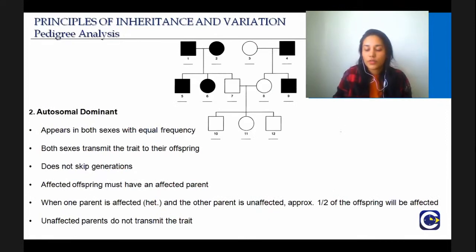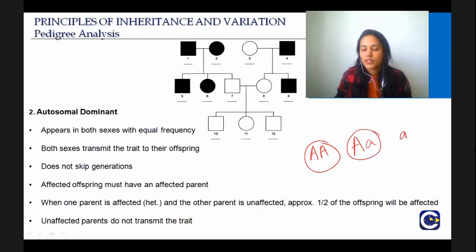What is autosomal dominant disorder? This person will have the disease. This person will have the disease. This person will be completely normal. Okay, this is autosomal dominant disorder. Why autosomal? Genes are present on the autosomes. Again, it appears in both the sexes in equal frequency. Both the sexes transmit the trait to their offspring.